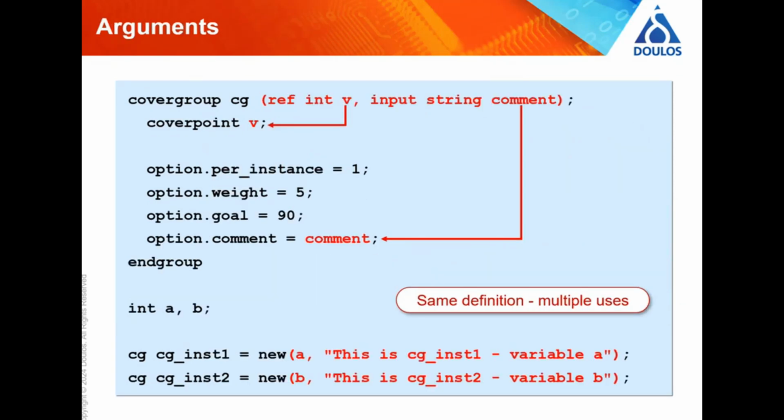Now, one thing you can do to make your cover groups more flexible and reusable is to add arguments to them. So when you do this, now we're passing in some sort of reference V, and we're passing in a string comment. So now notice we can use that V in our cover point. And so down here at the bottom where we're instantiating the cover point, we can pass in what signal we want it to cover. In this case, it'll cover A, the bottom one will cover B, and we can pass in a different string for that. Okay.